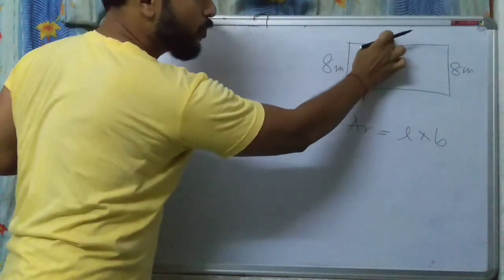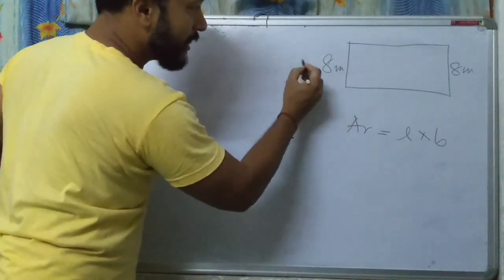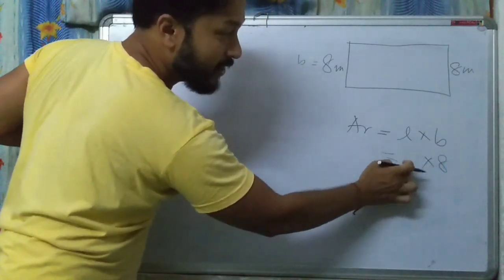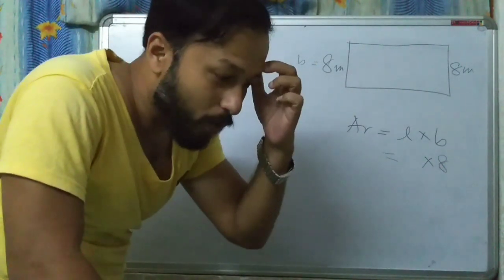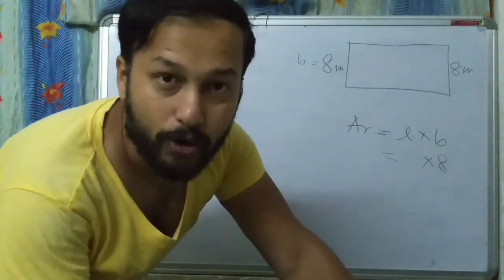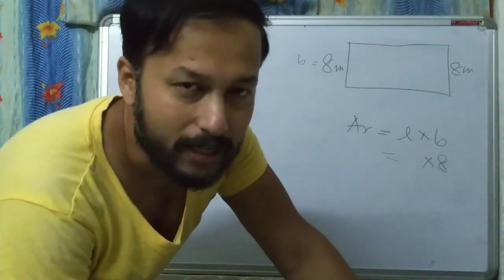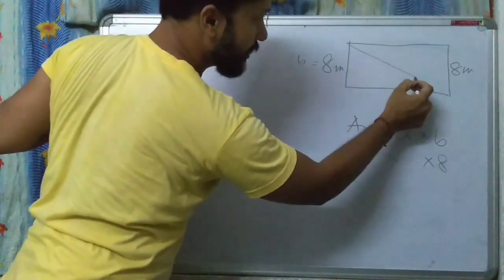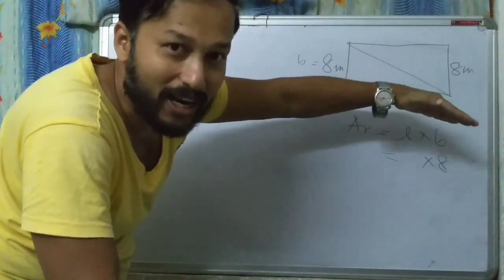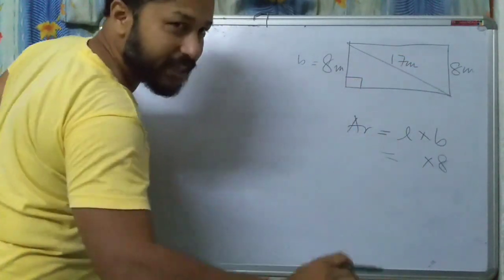We do not know this side. Say this is breadth. Breadth is 8 meter. So in place of breadth, we'll write 8. Length we do not know. Now, its diagonal is given, 17 meter. Diagonal of the rectangle is 17 meter. You know what is called diagonal? This is called diagonal. This is known as diagonal, and diagonal is 17 meter. We know that this angle is 90 degree.